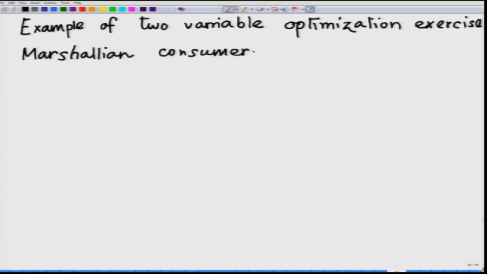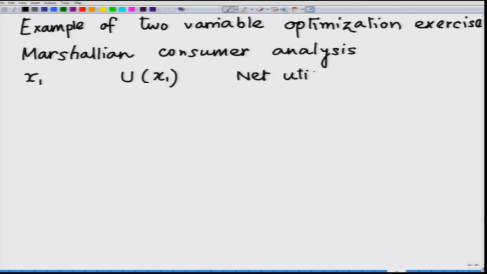In Marshallian consumer analysis, we have made a couple of assumptions. I suggest you go back to the previous lectures and have a look at them, so I am not repeating these assumptions. What we have done there is work with just one consumption good, namely x1, and said that the consumer derives utility, which is a function of the x1 consumption only, and there is a concept called net utility, denoted by V, and that is basically U of x1 minus lambda P1 x1.